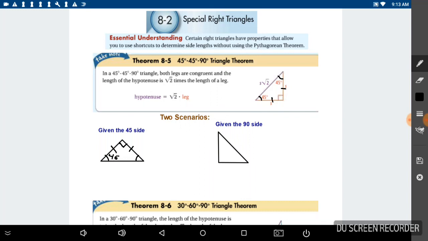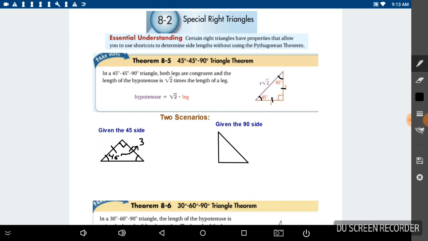When I say given the 45 side, that's a side that is across from the 45 degree angle. So here's a 45 degree angle. If we look across from that, let's just say this is 3. Like I said, the other leg could also be given, but that's all you're given.